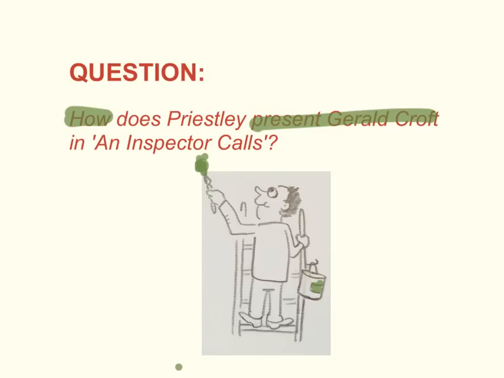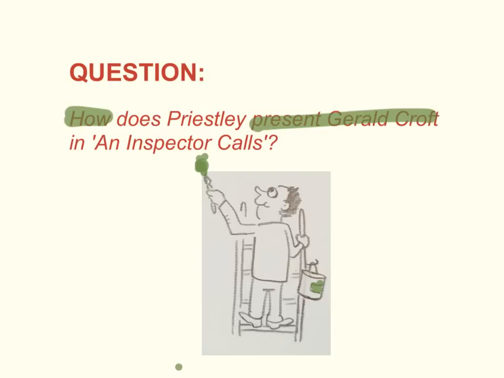The second way of reading "how" in this question is to think in terms of adjectives. How is Gerald Croft presented? Is he presented as ugly, stupid, funny, greedy, smelly? What word could we use to describe Gerald Croft? So "how" has one or perhaps two functions there. "Present" basically means how is Gerald Croft depicted? How does Priestley put him across to the audience?